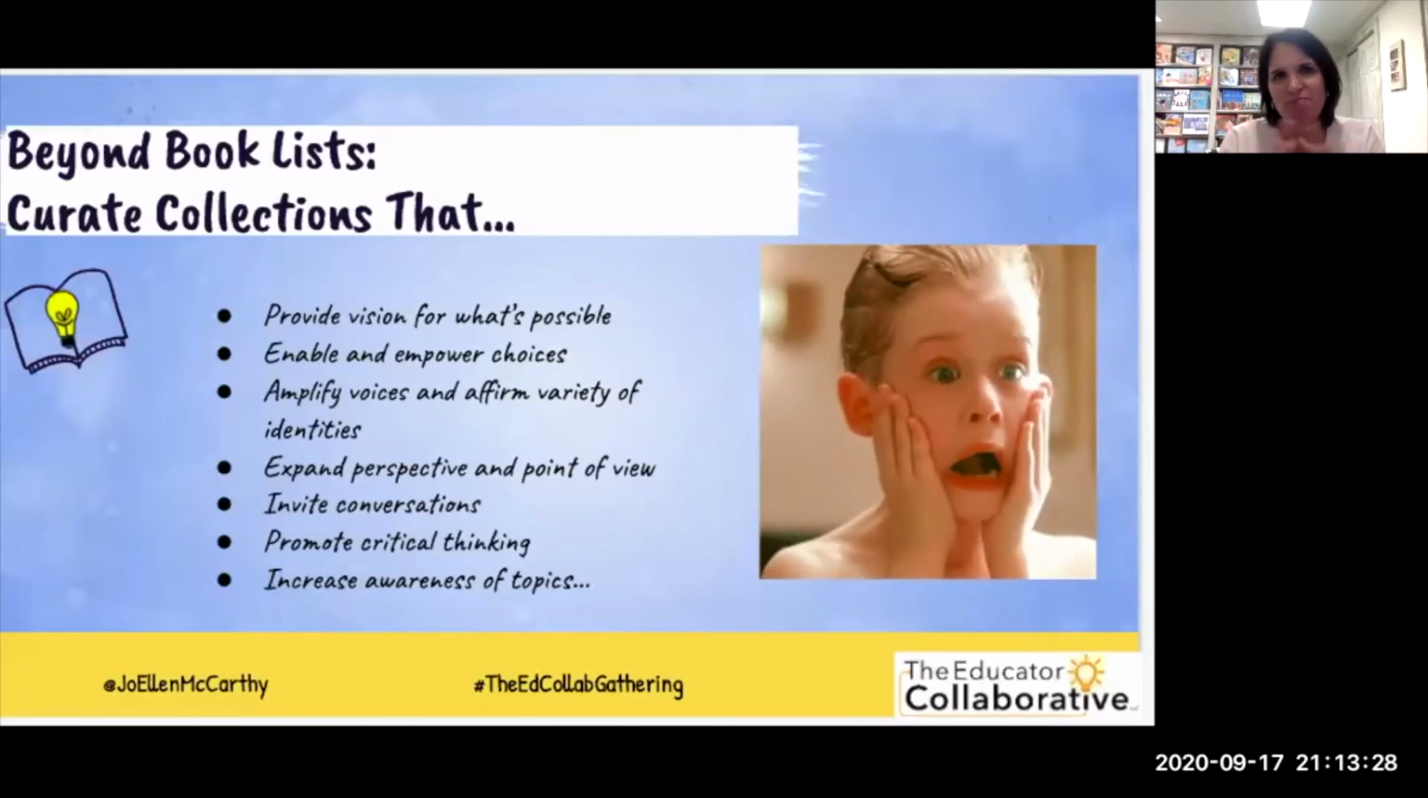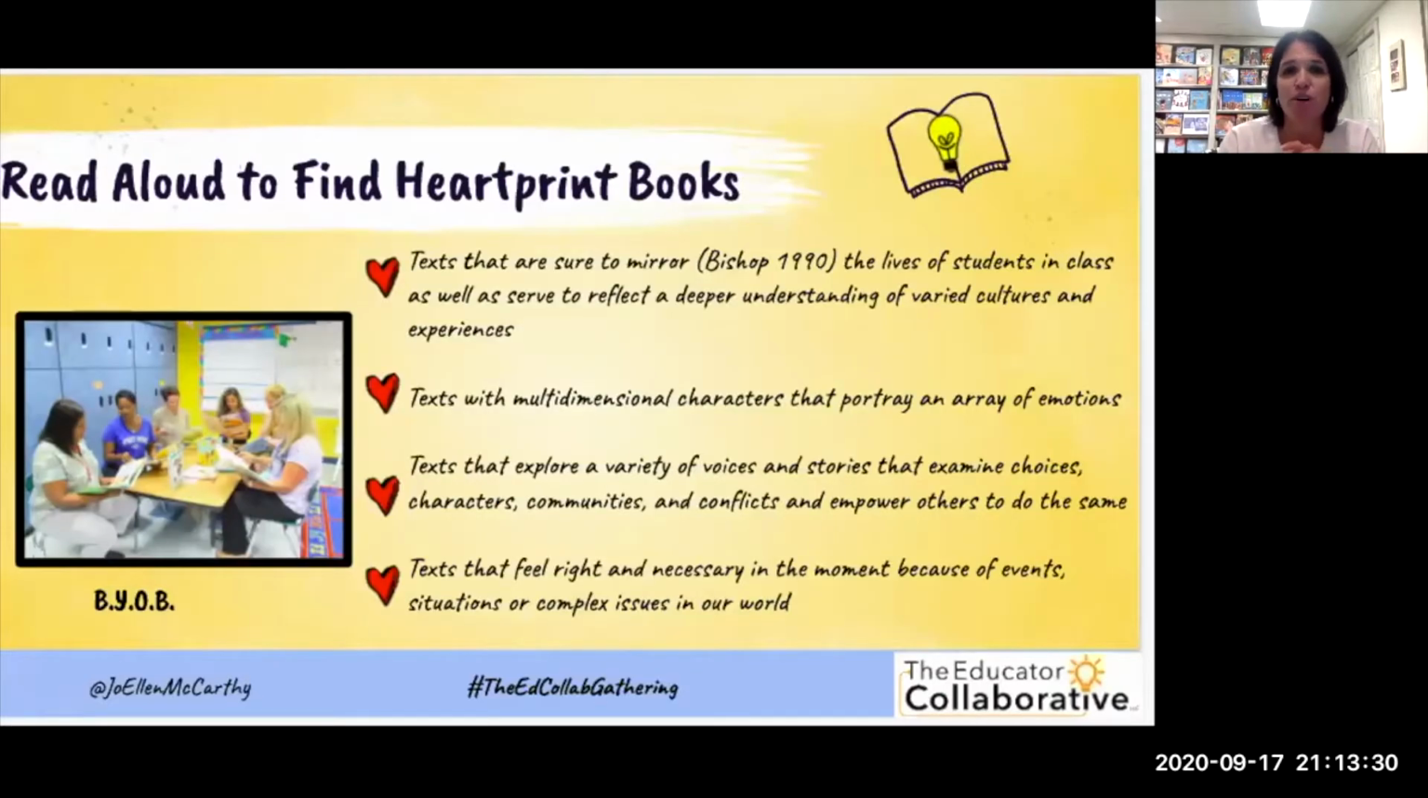A few tips. I use the term heartprint books. I actually wrote a post for Nerdy Book Club many years ago, which was about the importance of looking at books and the authors who leave those prints on our heart. They leave those marks on our heart. We can't stop thinking about them, right? But we have to consider Louise Rosenblatt's transactional theory, because the reader writes the story. So I would never assume to say, this is the book that's going to be your heartprint book.